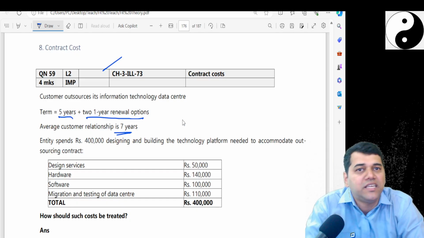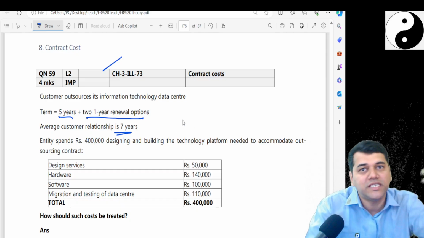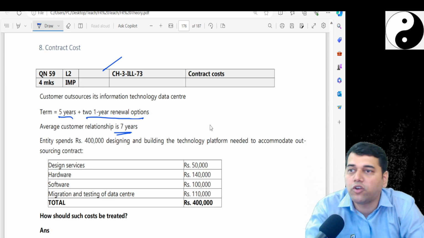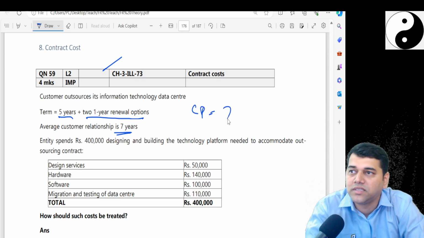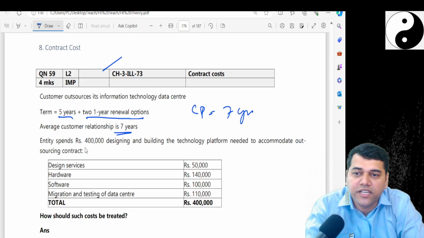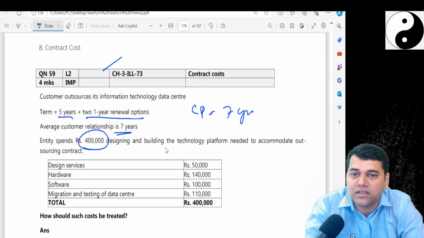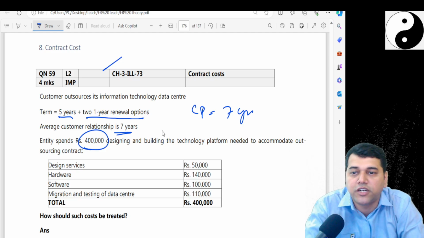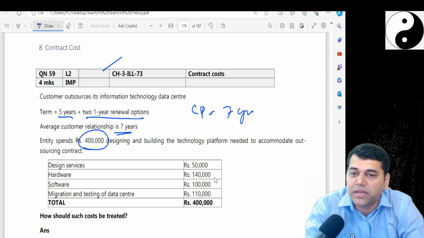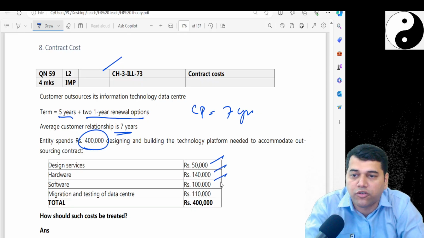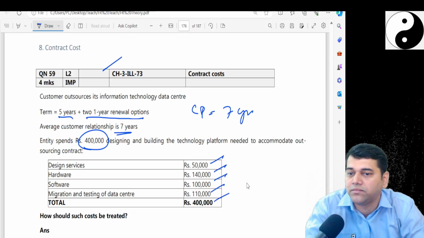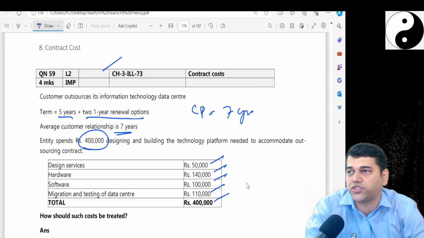That means generally, whenever they renew, they generally renew it. So, what is the contract term? 7 years. Now, the entity spends 4 lakh rupees for designing and building the technology platform needed to accommodate the sourcing. And the breakup is design service, hardware, software, migration, testing, 4 lakh. How should you treat this cost?